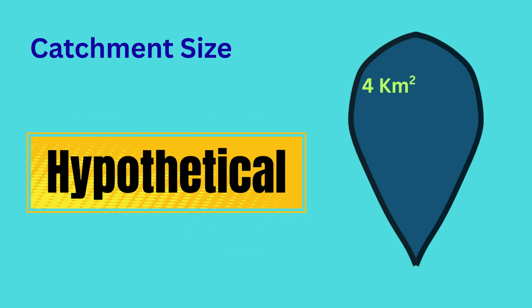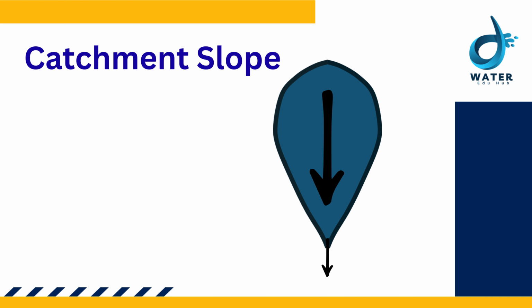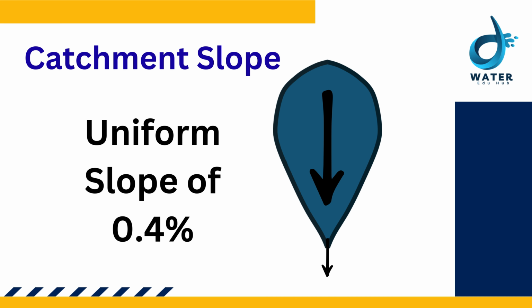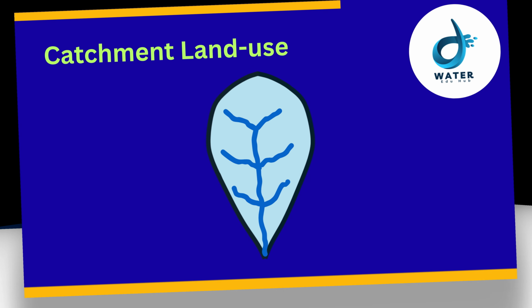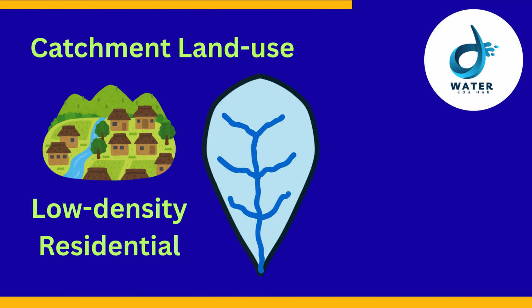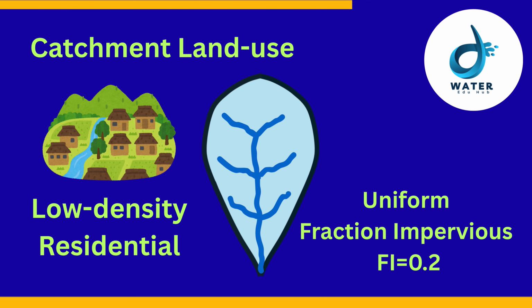Our study catchment is a hypothetical basin located in southeast Melbourne. It covers an area of approximately 4 square kilometers, extending 3.5 kilometers from north to south, where the outlet is situated. The catchment has a uniform slope of 0.4%, gently descending toward the outlet. Representing a low-density residential area, the catchment has a uniform fraction impervious of 0.2.